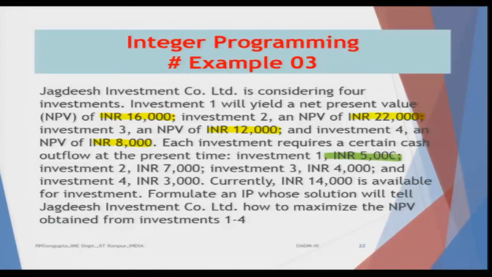Investment 1 is 5,000, investment 2 is 7,000, investment 3 is 4,000, investment 4 is 3,000. So, if you invest 5,000 from 1, 7,000 from 2, 4,000 from 3 and 3,000 from 4, you have to take out from your pocket an amount that cannot exceed 14,000. So, let us see. The values, omitting the 1000, are 5, 7, 4, 3.